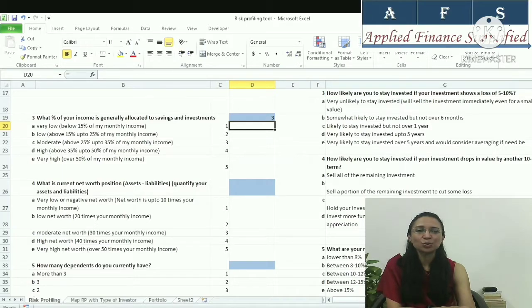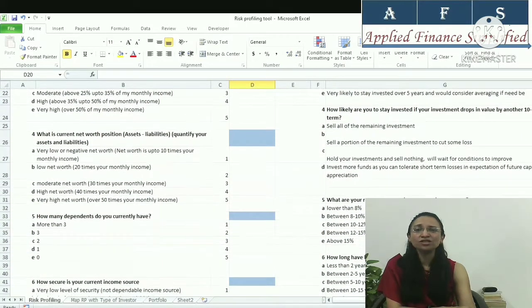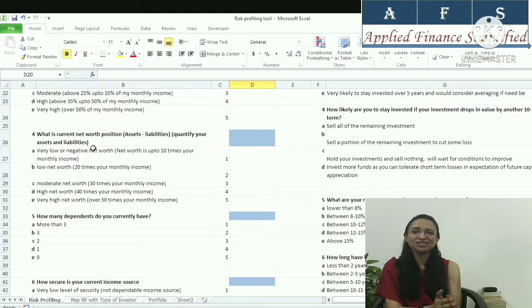Moving on to the next question. What is your current net worth position? Now net worth means your assets minus your liabilities. So what is your asset portfolio?